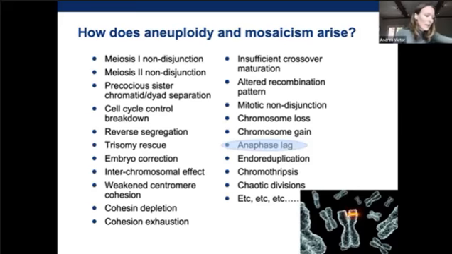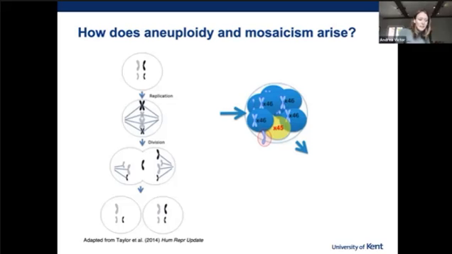Anaphase lagging is essentially the failure of a single chromatid to be incorporated into the nucleus, resulting in the monosomy of that chromosome. It occurs when that chromatid fails to attach to the spindle, or when the chromatid attaches to the spindle but just fails to be incorporated into the nucleus. That unincorporated chromatid often forms its own little micronucleus, which typically just degrades over time.